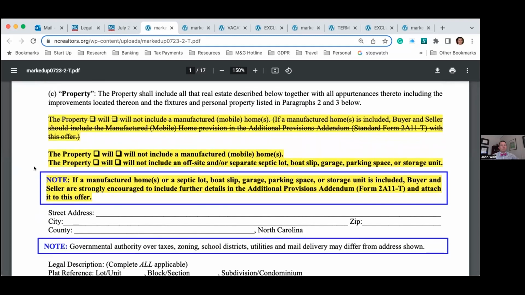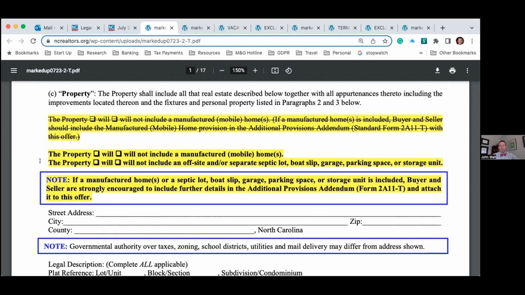the changes this year. So on the first page here, this is a change to help you with a couple different things. Number one, the manufactured housing checkboxes that used to be here, they're right here. Okay, they haven't really gone anywhere. They're just right here. But we've added something here to help give you some checkboxes for whether the property is going to include an off-site, and there's a key term there, off-site and/or separate. So it can be off-site, separate, septic lot, boat slip, garage, parking space, or storage unit.